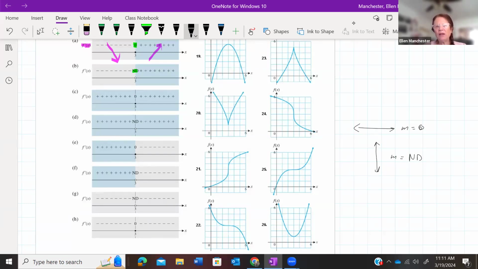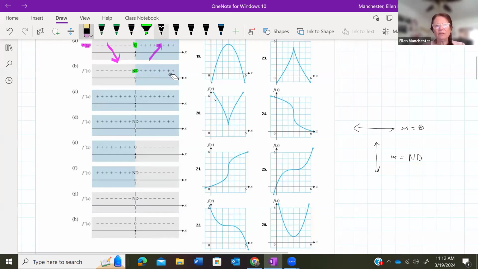Now, where does it become undefined? Well, it becomes undefined when it comes to a peak like this. So if I were to bring, I'm looking for the slope anywhere on here. If I want the slope right here, my line is going to be like this. It's going to be vertical. Or if I want a slope right here, my line is going to be vertical. So that's where the ND comes in, okay?